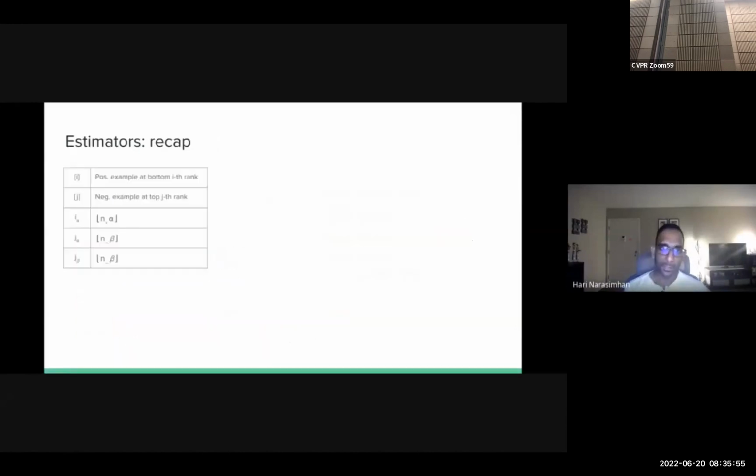Now, given that we have built some intuition, let's use this intuition to recap what the estimators were for the partial AUC. We use I within square brackets to denote the positive example at the bottom ith rank position among the ranking of positives. We use square brackets J to denote a negative example in the top jth position in the ranking of negatives. We use I alpha to denote the maximum rank for the positives. And we use J alpha and J beta to denote the range of ranks allowed for the negatives.